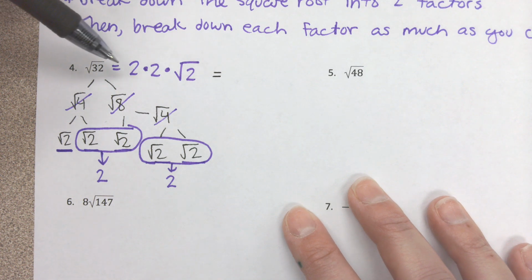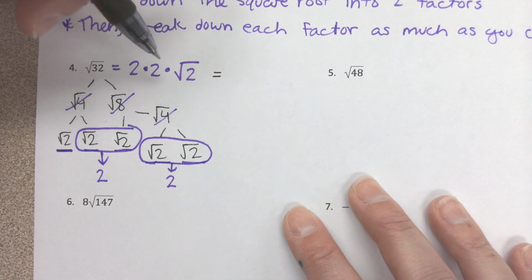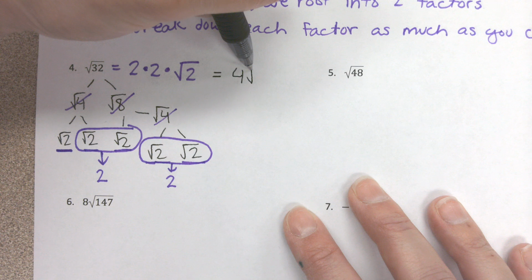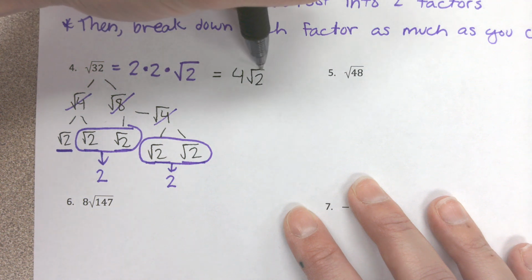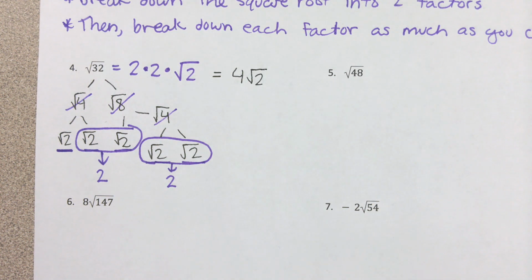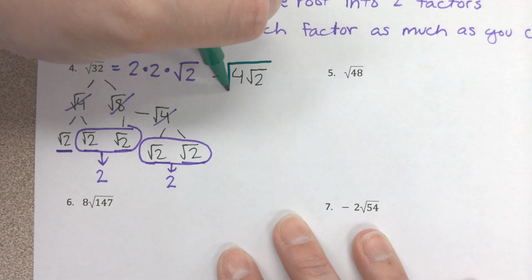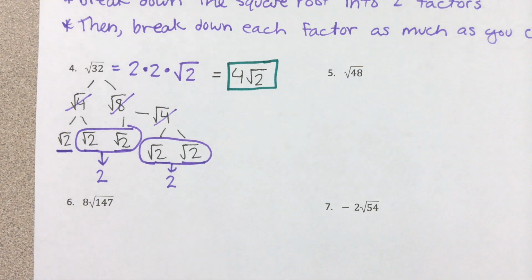When you multiply, you can only multiply like things together. So 2 times 2 is 4. Square root of 2 has to stay as it is. We can't turn that into the square root of 8, for instance. There's our answer.